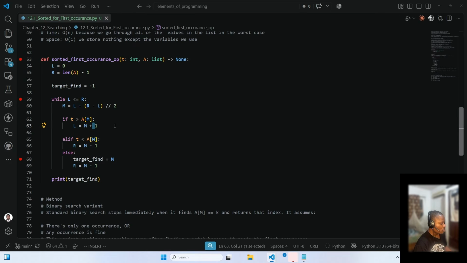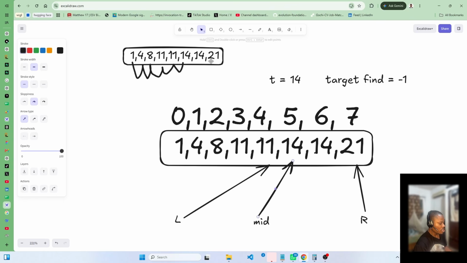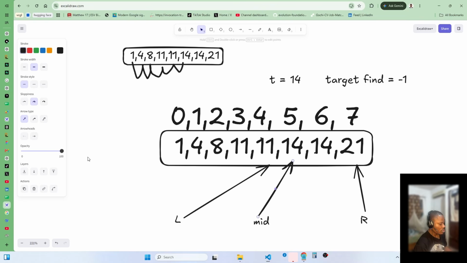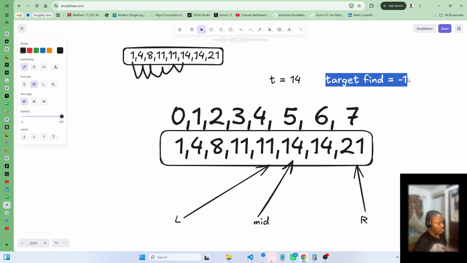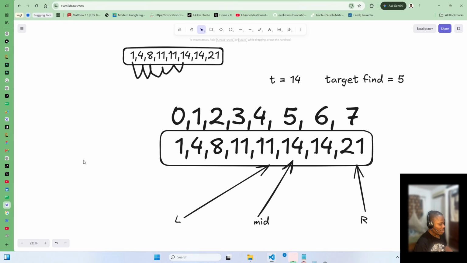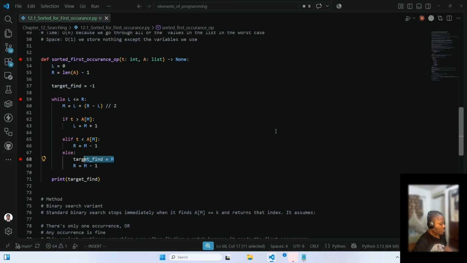Having found our middle, then we check t's location. Is t greater than the middle? Nope. Is t less than the middle? No. Is t equals to the middle? Yes. So basically we come here, we update target find with 5, equals to m. And yeah, we then go ahead to say r equals to m minus 1.